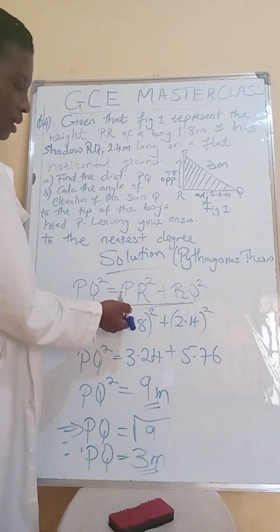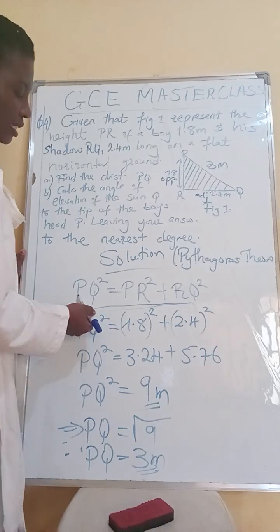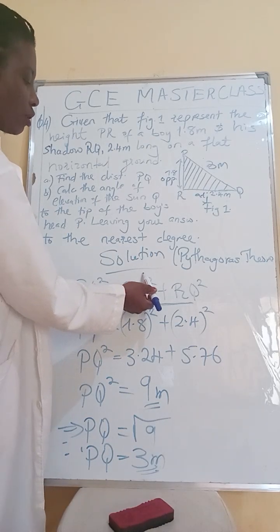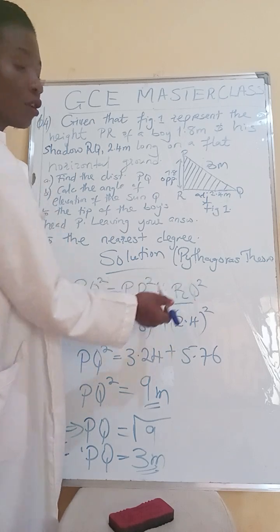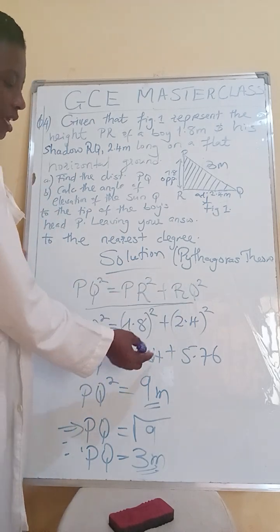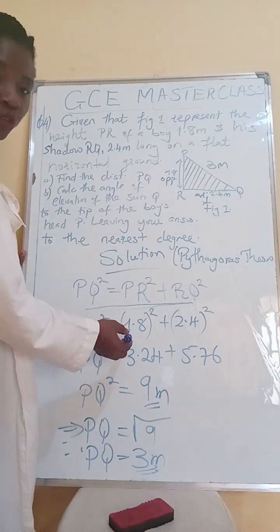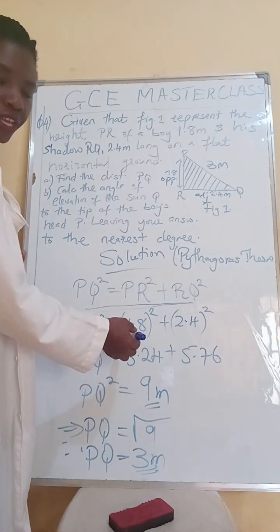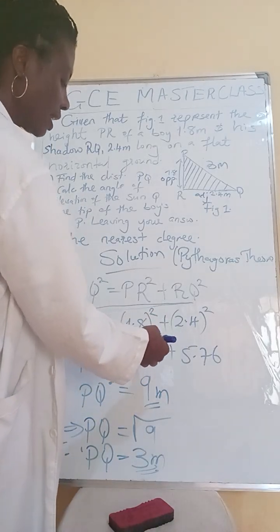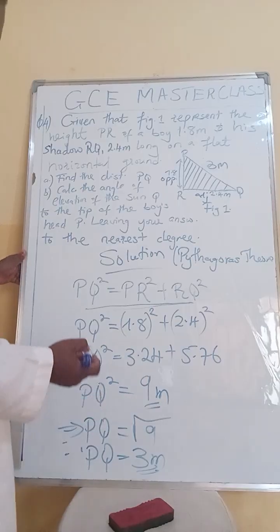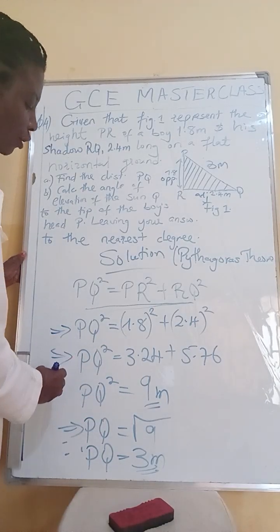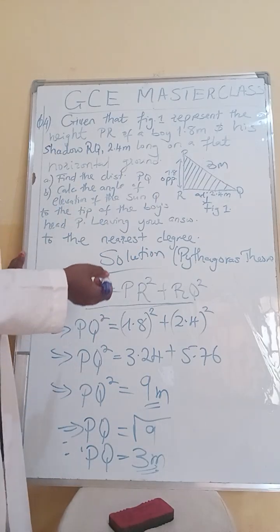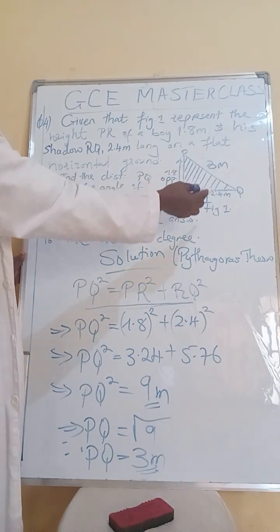Pythagoras theorem. This is the Pythagoras theorem formula, which is the hypotenuse squared equals opposite squared plus adjacent squared. From there, you can begin to substitute your values into the various distances. So this is how you solve your distance, because they say we should look for the distance PQ.